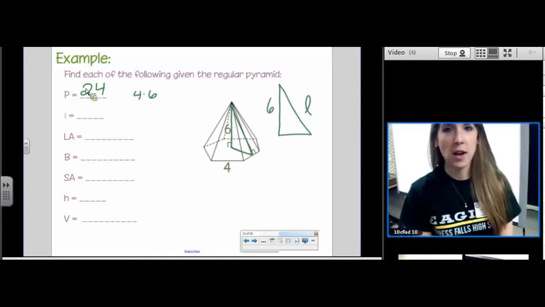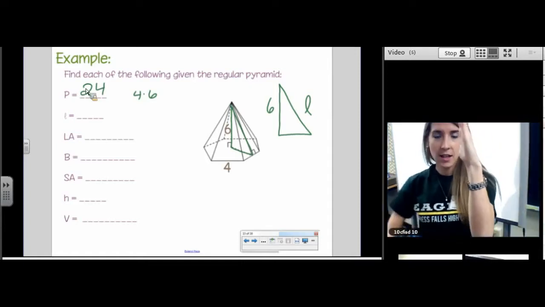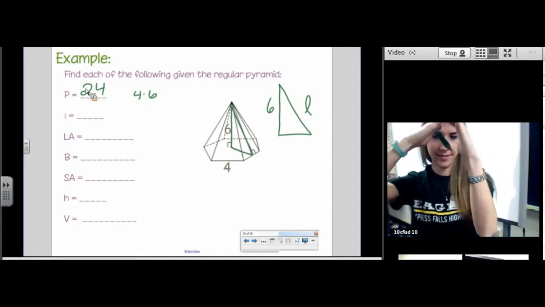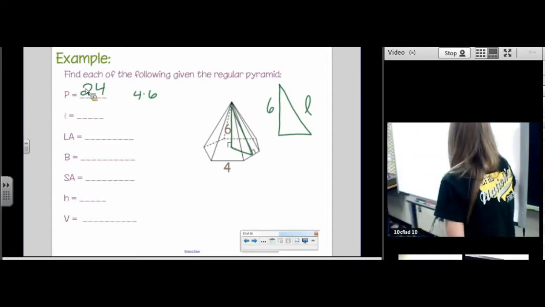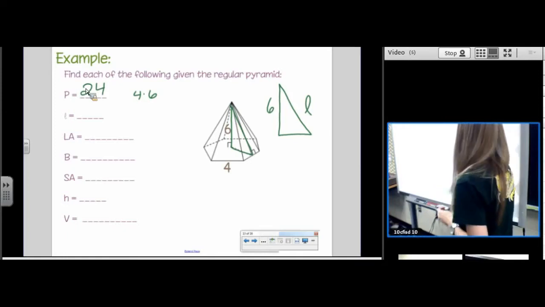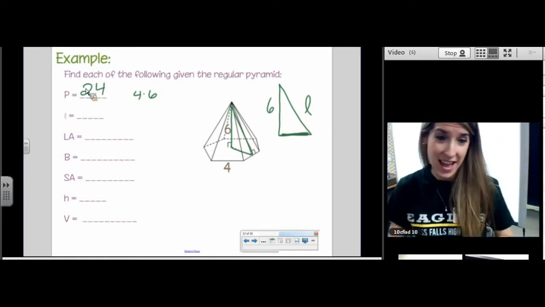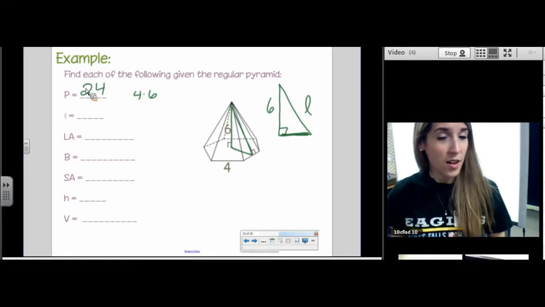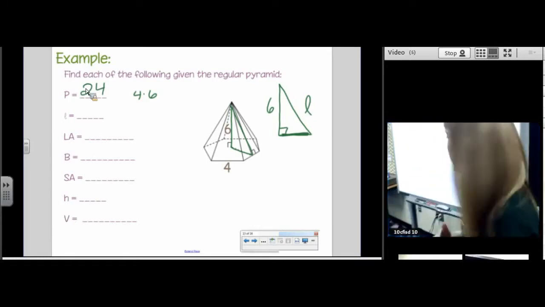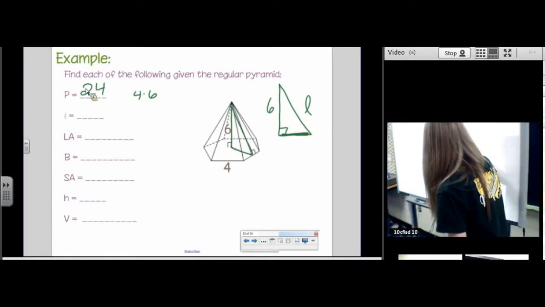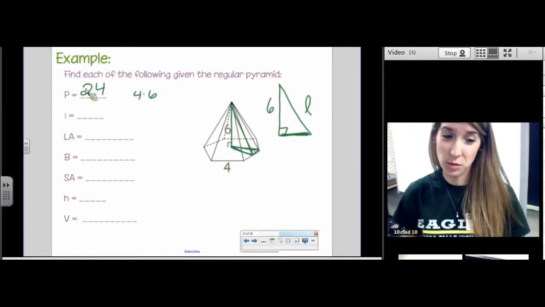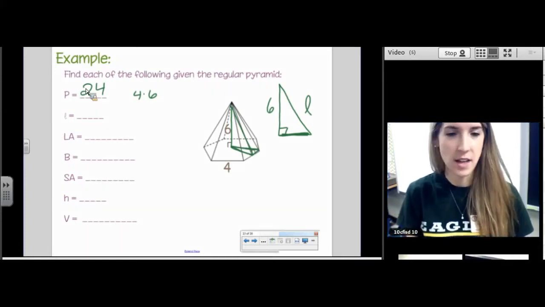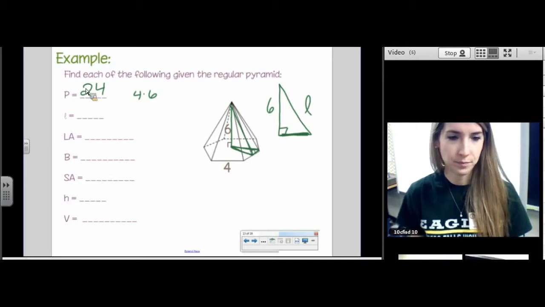I told you this triangle was made up of the height, the slant height, and the apothem of the base. This is the apothem of the base. So in a hexagon, if the sides are 4, what's the apothem of the base? 2√3. It's 2√3. No, it's not. The apothem. Yep, 2√3. Yeah.